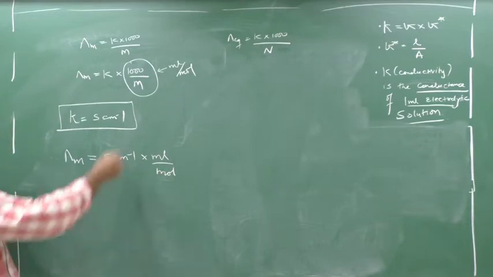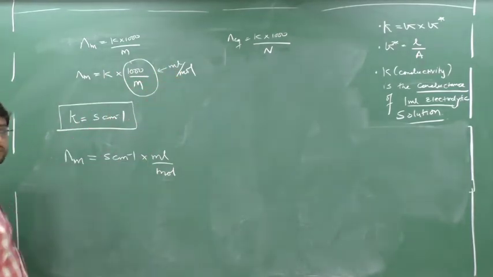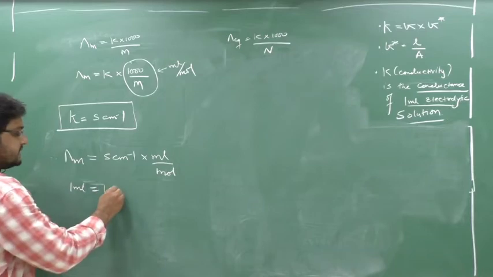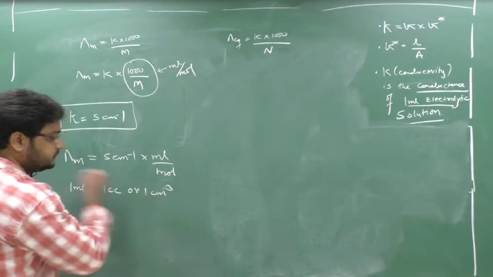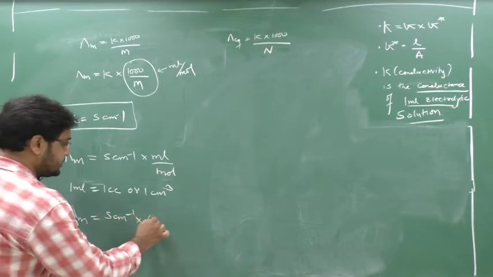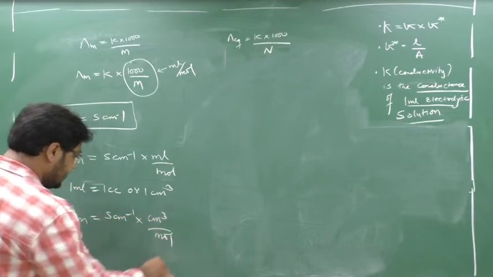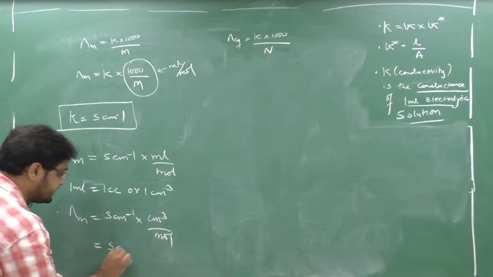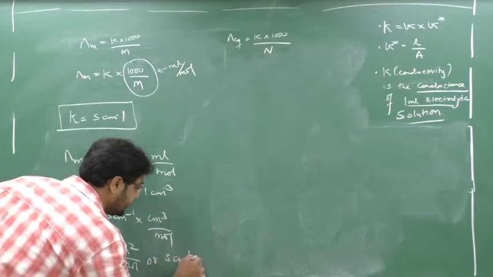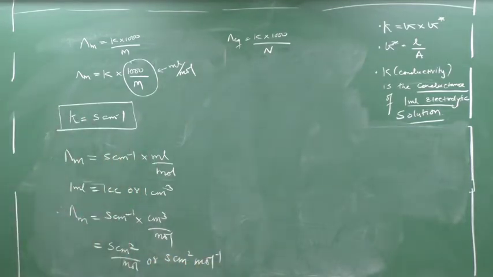Just now I told you the 1000 by m unit is ml per mole. Clear? Kappa unit is Siemens per centimeter, you can see my previous video. Now you know that 1 ml is nothing but 1 cc or 1 centimeter cube. Therefore lambda m equal to Siemens per centimeter into centimeter cube by mole. So minus 1 plus 3, the answer will be Siemens centimeter square by mole, or you can write Siemens centimeter square mole inverse. So this is the unit of lambda m. Please note it down.